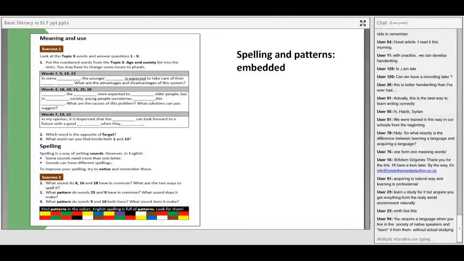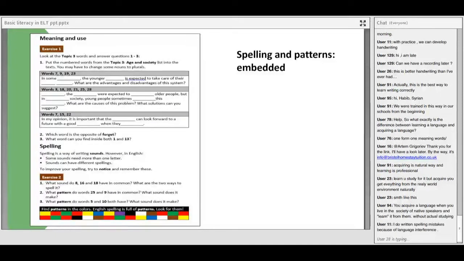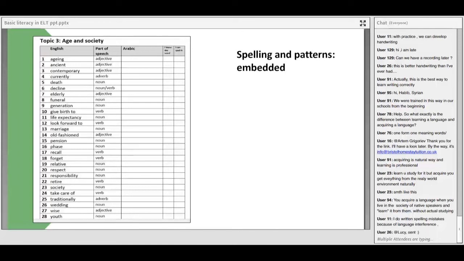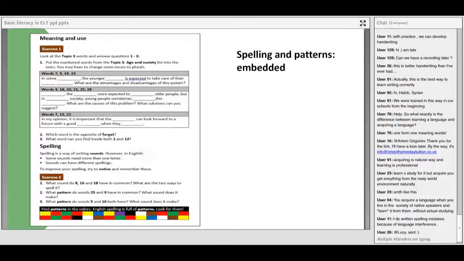Another way to do it is, this is a list of words around a topic, which we were using for IELTS, and I made a page of work next to it. The top part looks at meaning and use of the words. They put these words into paragraphs and look at the meaning. But the bottom part looks for spelling correspondences. So exercise 2, what sound do 16 and 18 have in common? Funeral, copyright, fade, and forget. The sound is F, and there are two spellings of it.